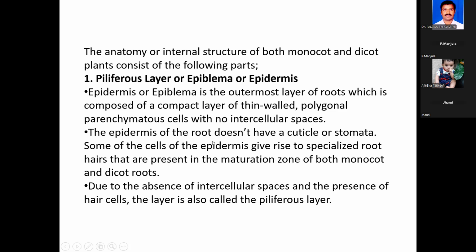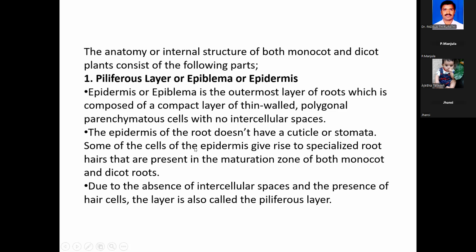The epidermis of the root does not have the cuticle or stomata. When we compare the stem, cuticle and stomata are present on the epidermis of the stem, but here the cuticle and stomata are absent on the epidermis of the root.